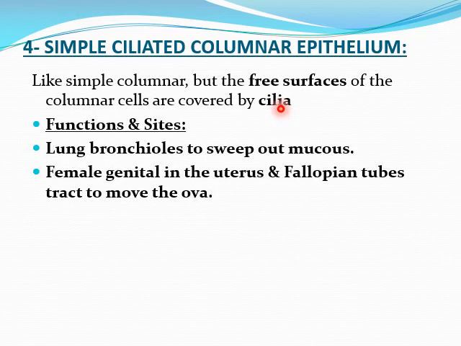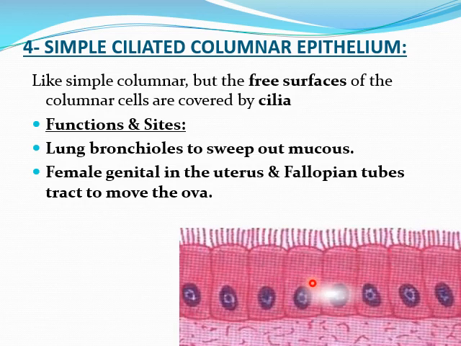Simple columnar ciliated epithelium, the free surface contains cilia. Remember two words about the cilia. The cilia are present on the surface facing that which will move the particles upon it, and it should move in one direction. So it is present in the lung bronchioles to sweep out mucus-trapped particles, and in the female genital system, in the uterus and the fallopian tube, in order to move the ova in one direction towards the uterus. Simple columnar ciliated epithelium.